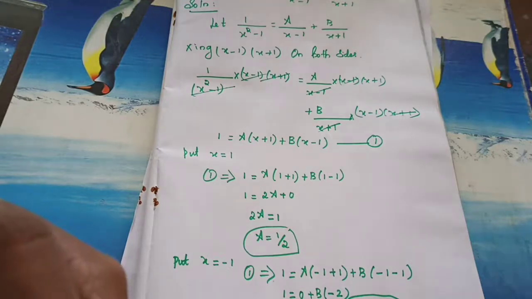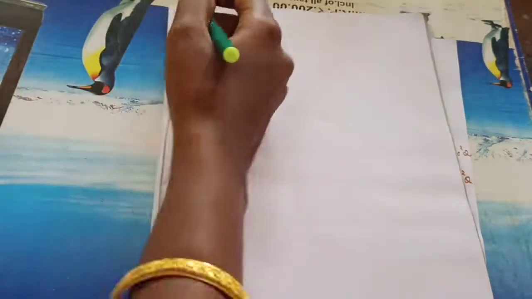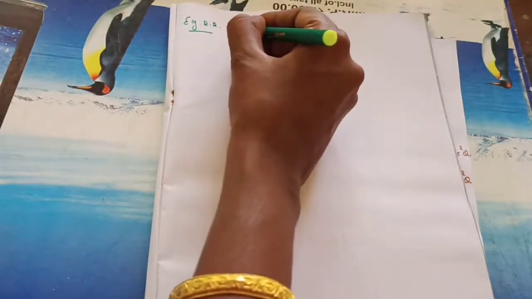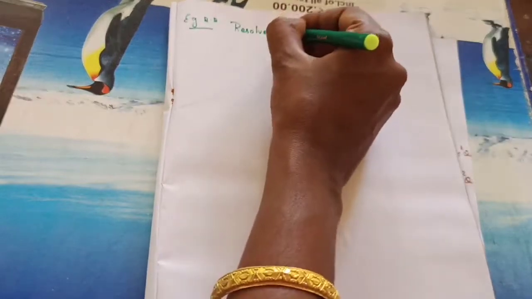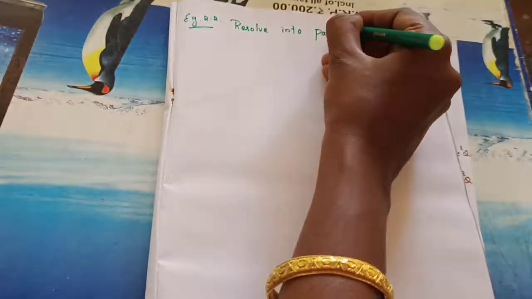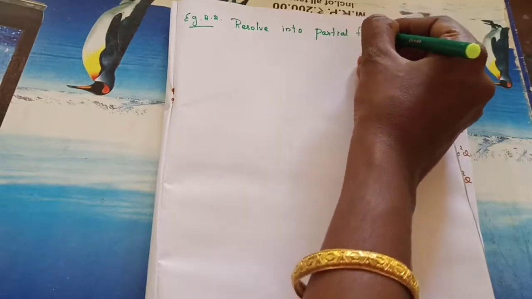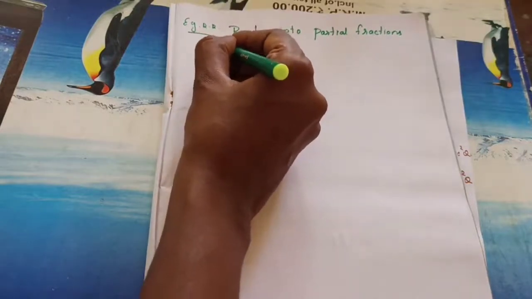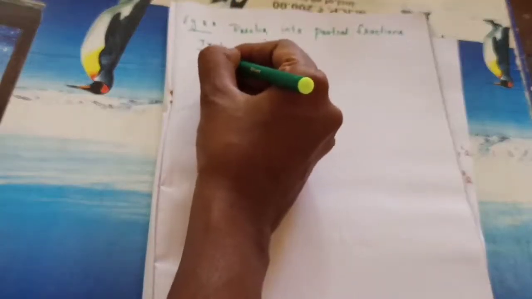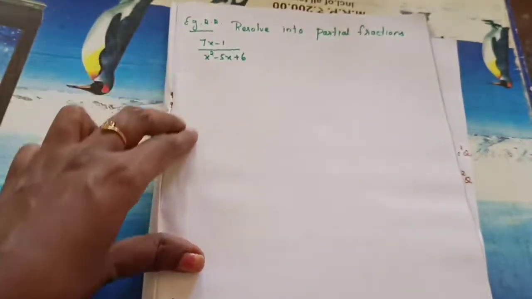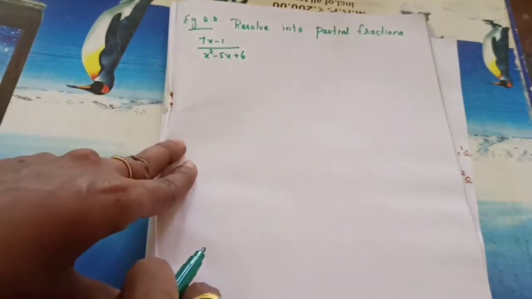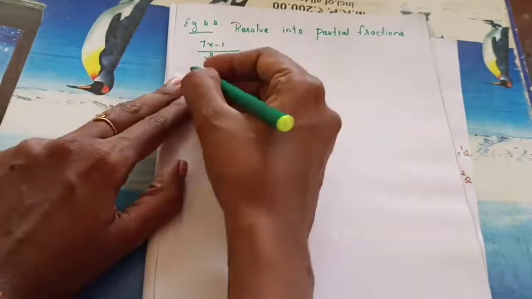Example 2.2. Are you ready? Okay. Example 2.2. Question is resolve into partial fractions: 7x minus 1 divided by x square minus 5x plus 6. Okay. So resolve into partial fractions 7x minus 1 divided by x square minus 5x plus 6. Okay. Have you got it? So solution.